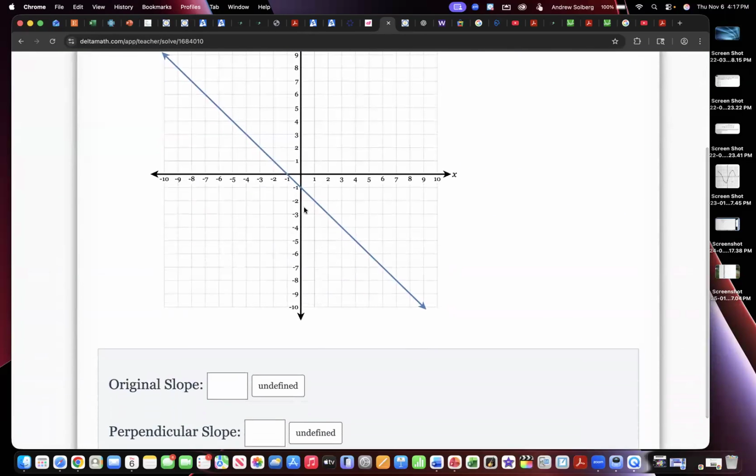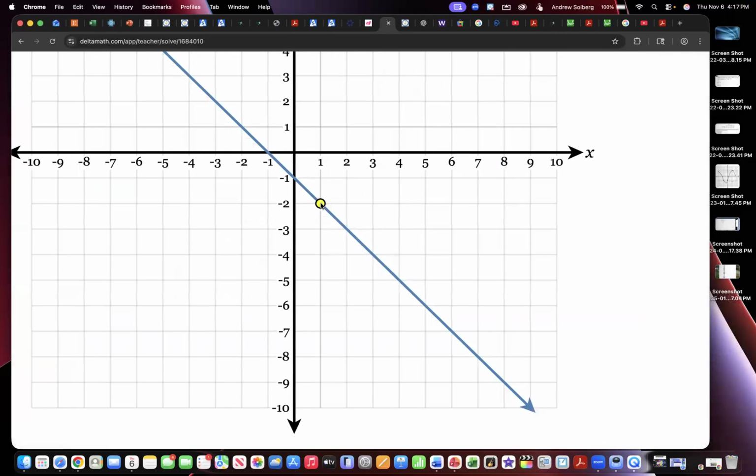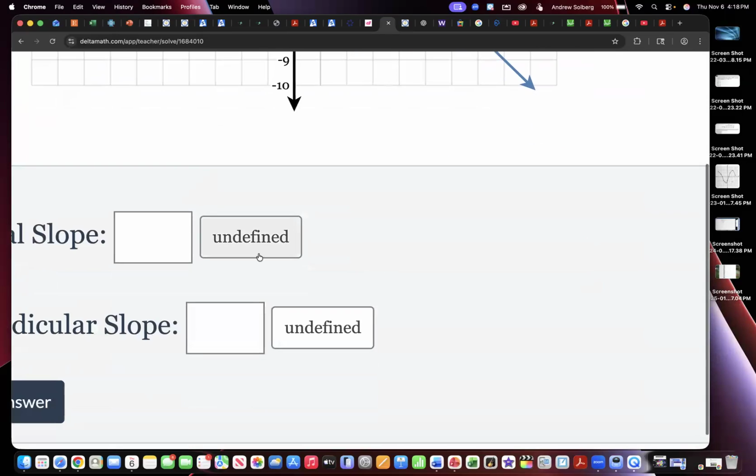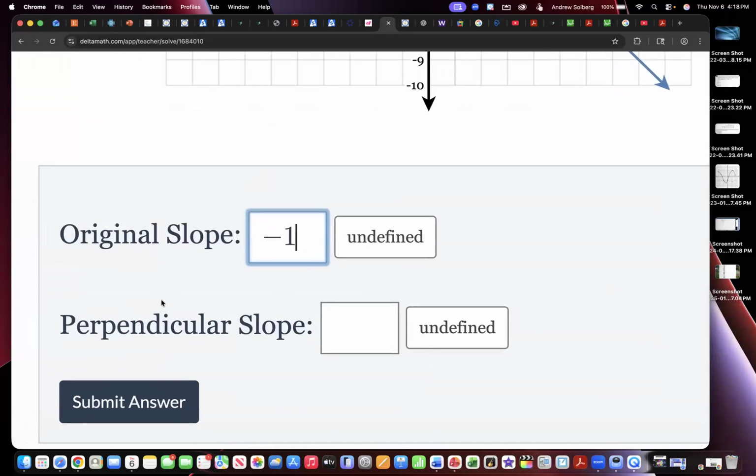So always start by identifying the slope of the original. If I zoom in here, pick any 2 points. I think these are all points. So if I go down 1 over 1, down 1 over 1, this has a slope of negative 1. Okay, so negative 1. For perpendicular, remember we have to change the sign and flip it.